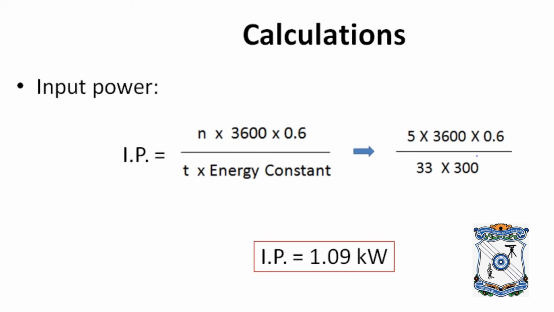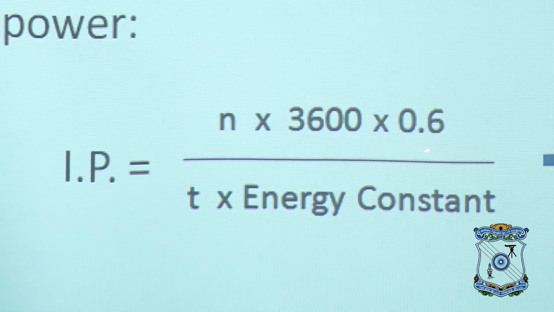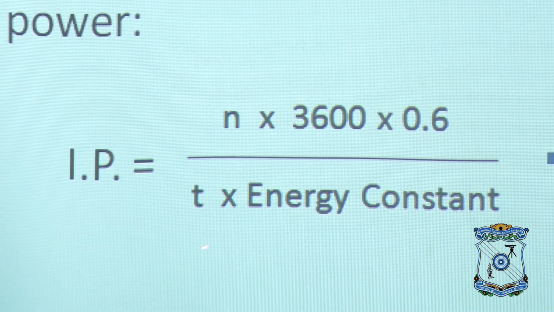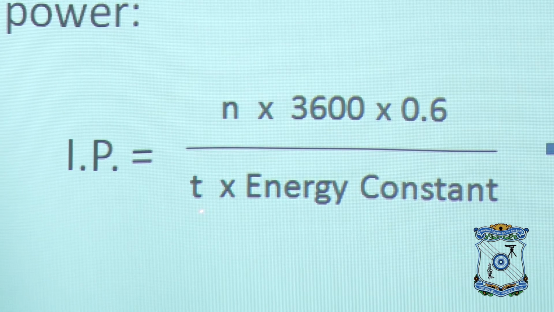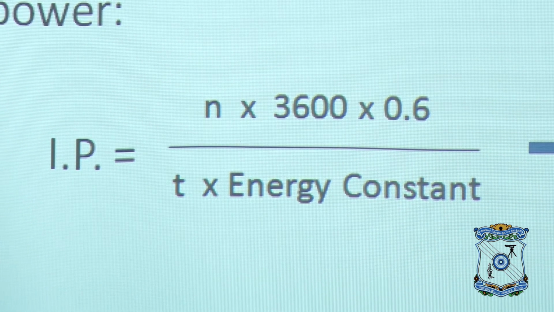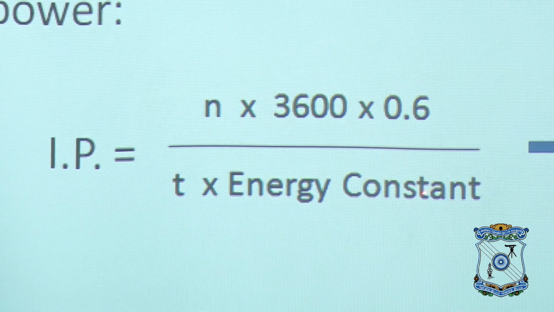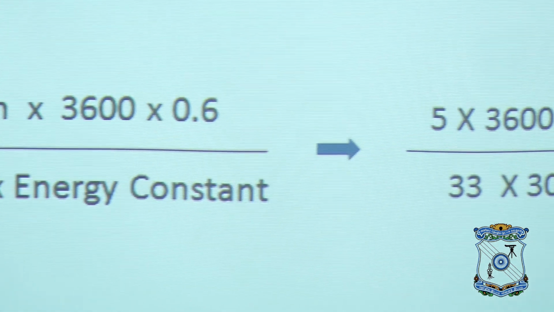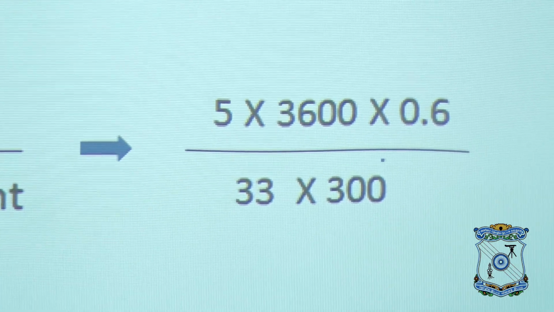Then input power, so N, number of revolutions, into 3600 into 0.6, divided by T. For those 5 revolutions, what is the time taken, into the energy constant, which is given in the energy meter, that is 1 kilowatt hour is equal to 300 revolutions, that is 300. So here, this input power is equal to 1.09 kilowatt.